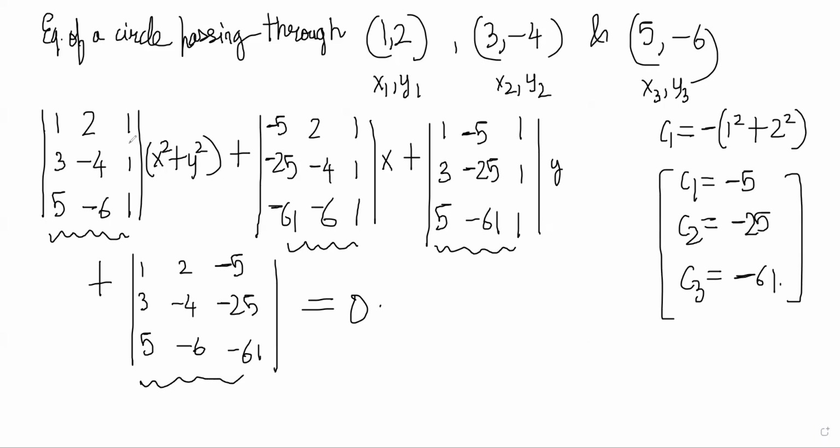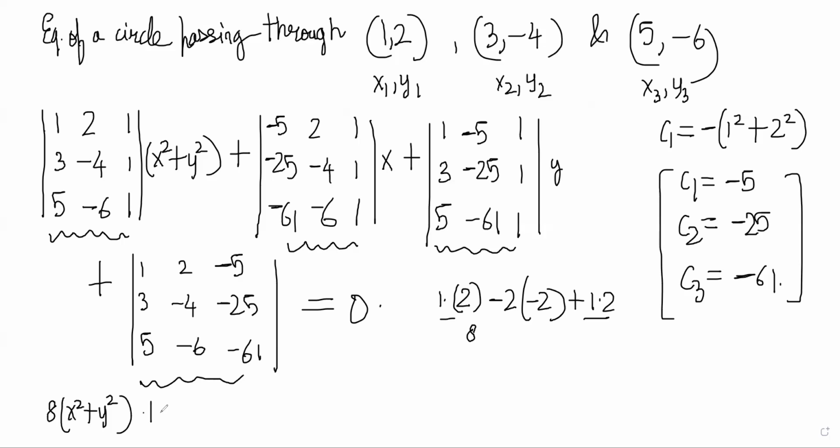The first determinant will be 1 times minus 4 minus minus 6. So plus 2 minus 2 times 3 minus 5. So minus 2 and plus 1 times minus 18 minus minus plus 20. So 2. So you have 2 plus 2, 4 plus 4. So 8. So this becomes 8 times x square plus y square plus now the second determinant.